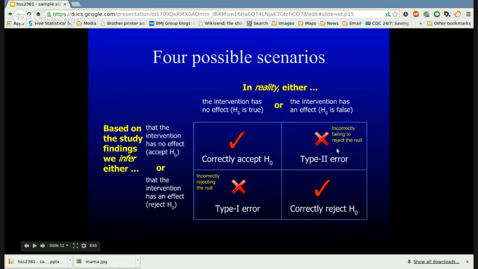And I argued in class that we tend to be more concerned with this, but we do have reservations about this as well. So we work really hard to minimize this, and very often that means this gets larger. So there's a trade-off between the two.